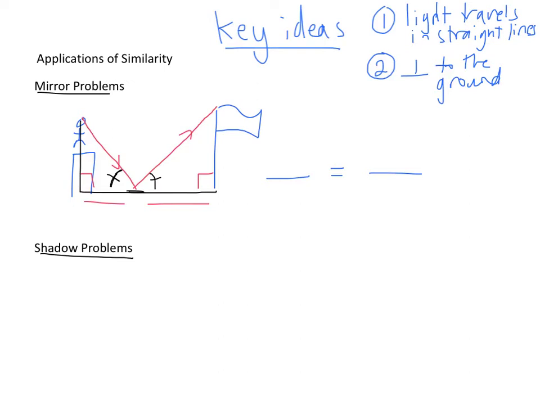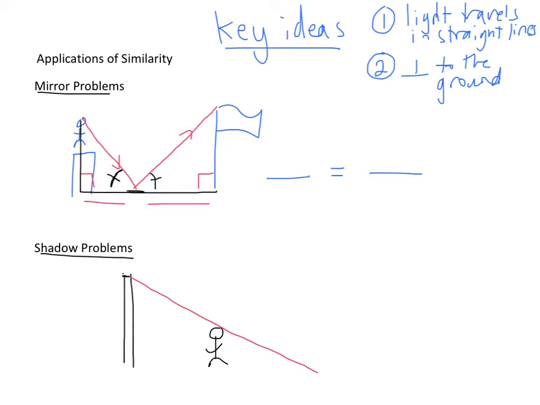More commonly, there are these sorts of shadow problems. For instance, here's a light post. Really great drawings today. I actually can draw, by the way. And so we have a lamppost here, great picture. And then we have you, the human. What's cool is, since light travels in straight lines, the light from the lamppost will travel in a straight line to the top of your head, and from the top of your head it'll travel in a straight line to the ground.